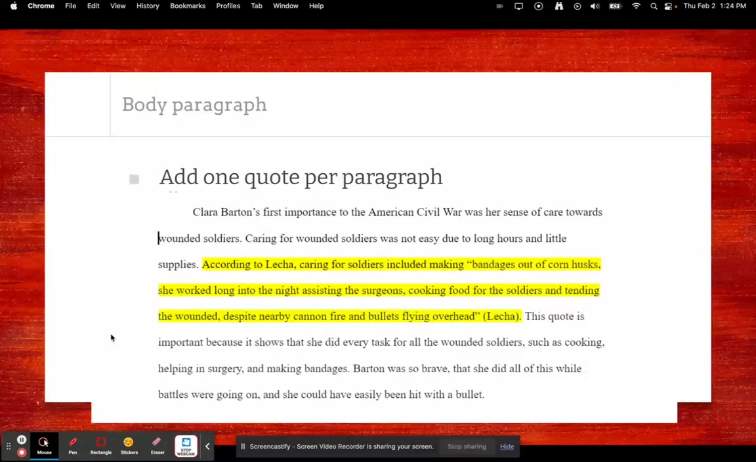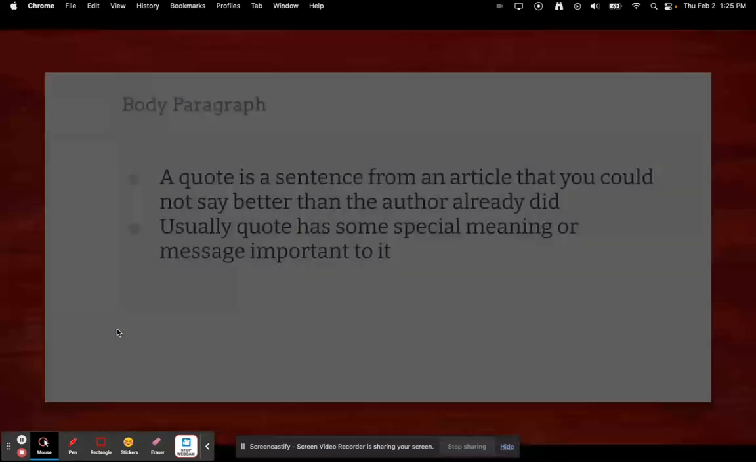And then for each of your body paragraphs, you need 1 quote per paragraph. Warning though, some students really think they're funny and put their whole paragraph as a quote. Please don't do that because I will mark you down some serious points. When I mean a quote, I'm looking for a sentence, maybe 2 sentences. I'm not looking for a gigantic quote. So I would say 2 sentences max. Here, I'll go on to the next one.